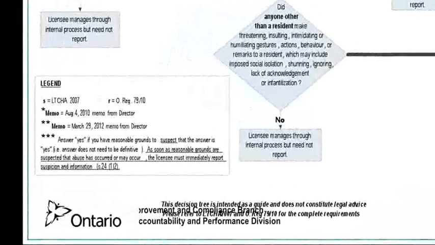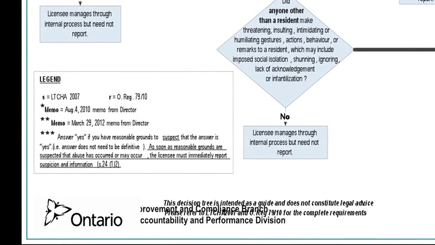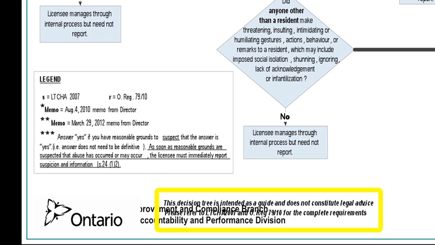On every tree you will also see this little legal caveat that says the decision tree is intended as a guide, does not constitute legal advice, and refers back to the actual legislation. I think I actually skipped over that slide a little bit, and it's important. I really do need to go back.